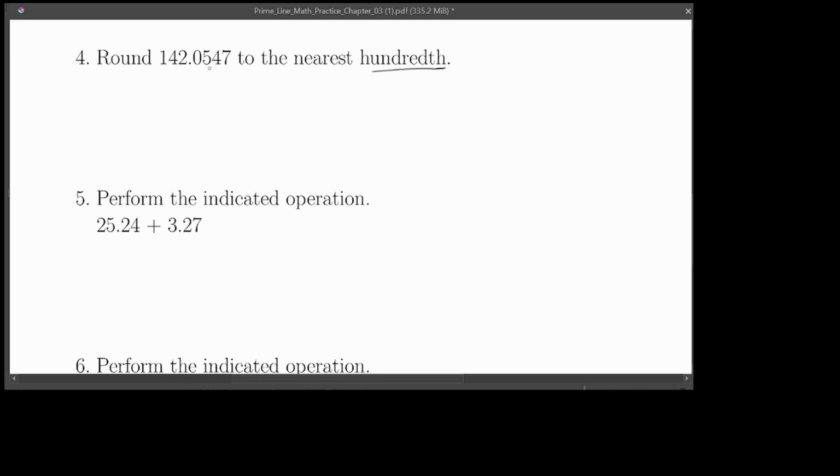So tenth, hundredth, this is the value we want. We're a 4, we're going to drop it down. So 142.05. And that's our nearest hundredth.